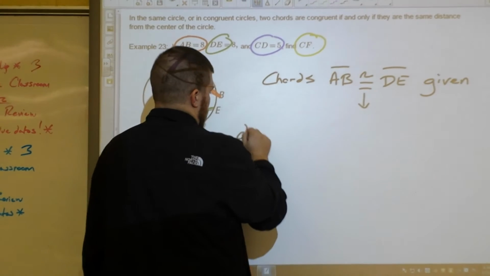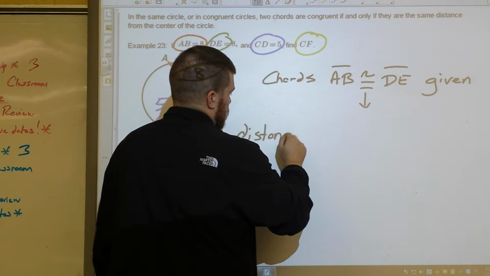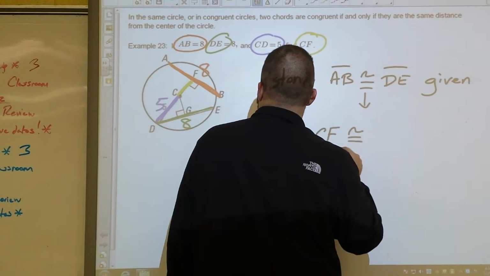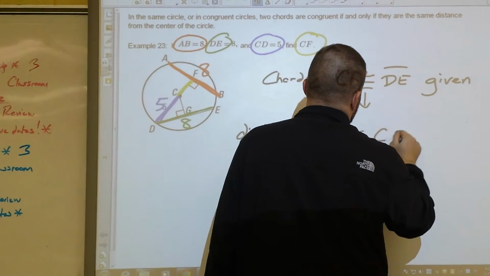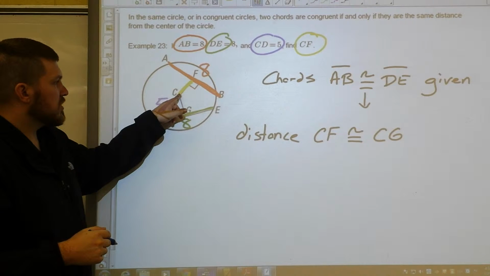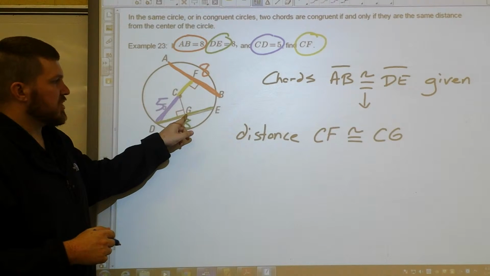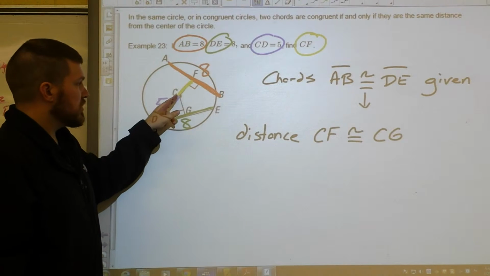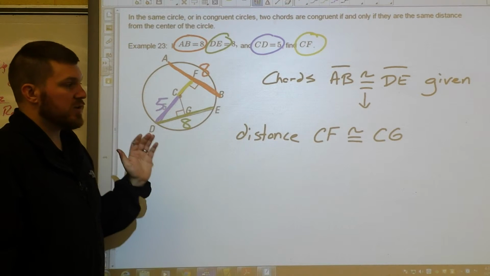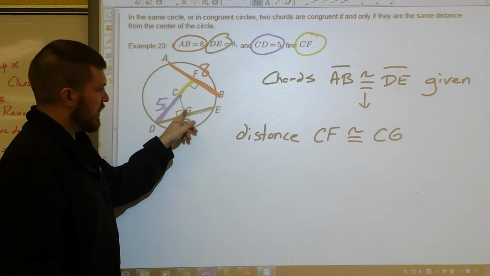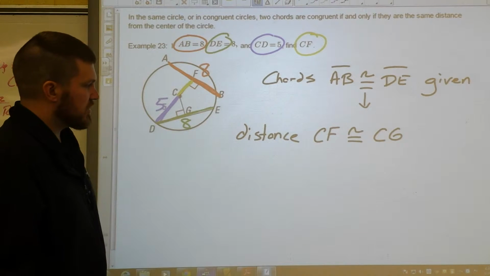So the distance CF should be congruent to the distance CG. Now you've got to be careful here because CG is the distance from the chord to the center. Again, distances are always perpendicular. So the distance is not 5. If you think the distance is 5, it's wrong. The distance is always perpendicular. So I'm looking for that box. So that tells me what piece is the distance.